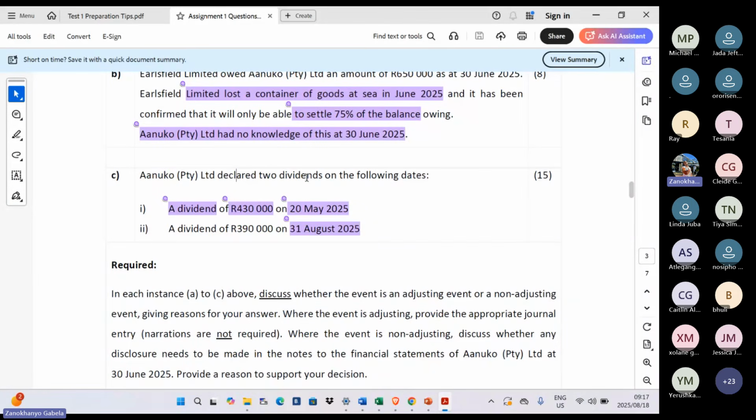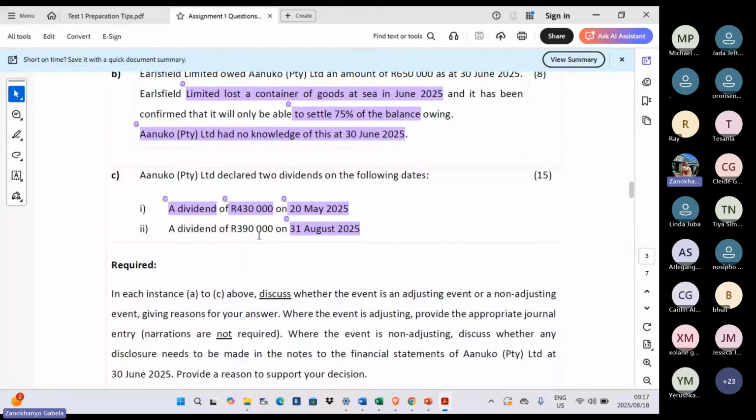Yes. What does that mean? It means a liability definition has been met. Therefore, a liability must be included in the records of Anuko Limited as at 30 June 2025. So nice and simple. What's going to be the journal entry? Simple. You debit dividends paid, you credit dividends payable or bank. It's like drinking water. And then let's go to number B.